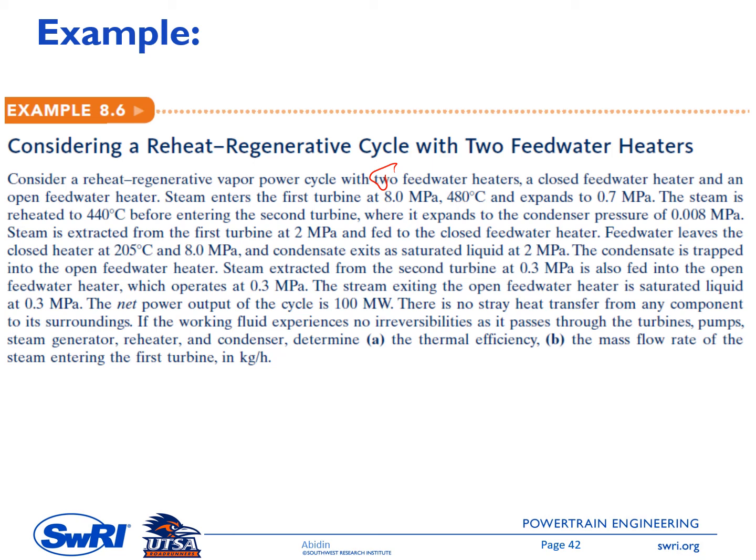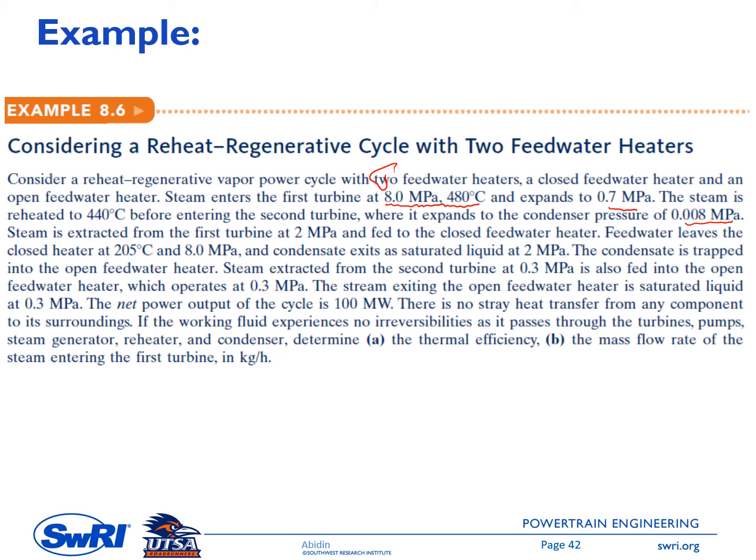Steam enters the first turbine at 8 megapascal and a temperature of 480 degrees C. This is state number 1. I believe this is the same as the state in the previous examples. It expands to 0.7 megapascal, which is also the same. The steam is reheated to 440 degrees C before entering the second turbine, where it expands to the condenser pressure of 0.008 megapascal. This is also the same.